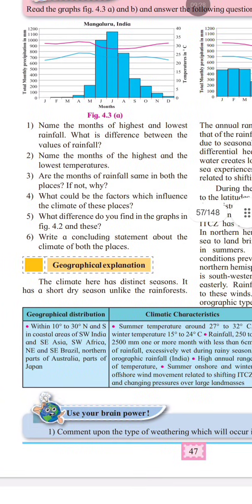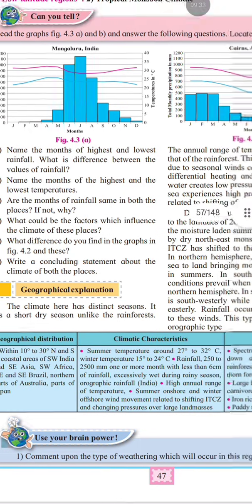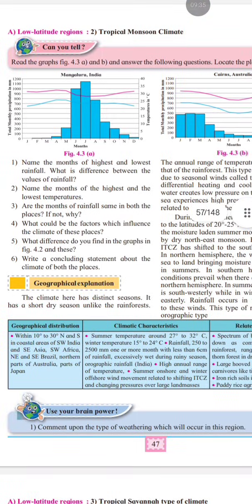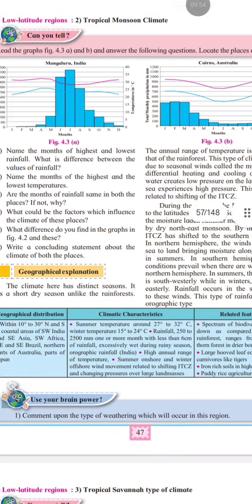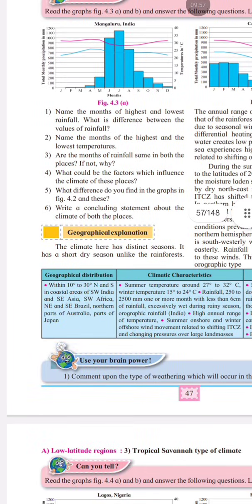Third question is: are the months of rainfall the same in both the places? If not, why? So you can see in both Mangaluru, India and Cairns, Australia, rainfall months are not the same because both places are different. Now in Mangaluru, India, it rains May to November, and in Cairns, Australia, it rains November to May.